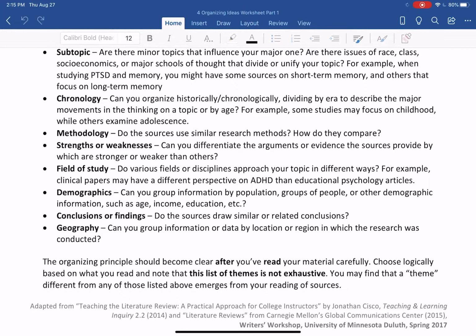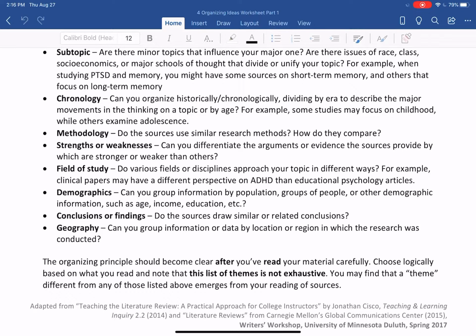Different fields of study: if you've picked something that's cross-disciplinary, you might have some clinical papers and also some educational psychology papers on ADHD, and they might address it from a different perspective. Different demographics is another common one. Can you group information by the population that they're studying? Either age, we talked about that already, but income, maybe we find different effects for high versus low SES, or education or other things like that.